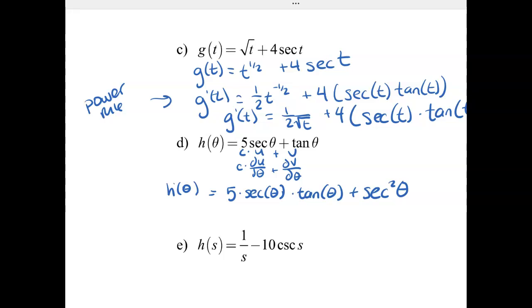Really, I could factor out a secant, but since I don't have a denominator with a secant, I really don't see the point of factoring that out if it's not going to really help me.